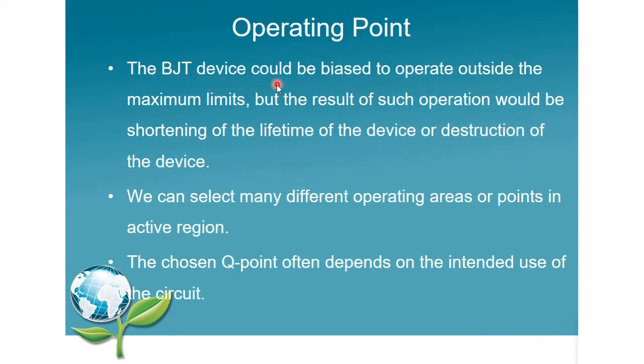The BJT device could be biased to operate outside the maximum limits, but the result of such operation would be shortening of the lifetime of the device or destruction of the device. We can select many different operating areas or points in active region. The chosen Q point often depends on the intended use of the circuit.